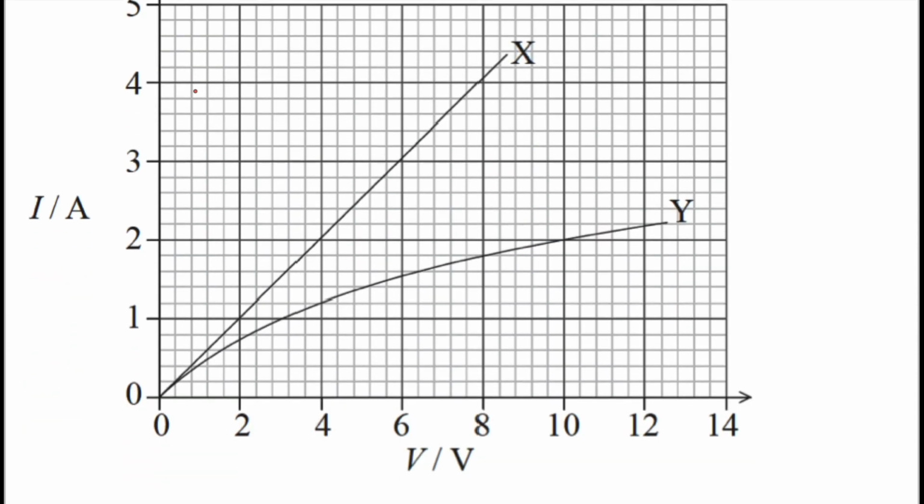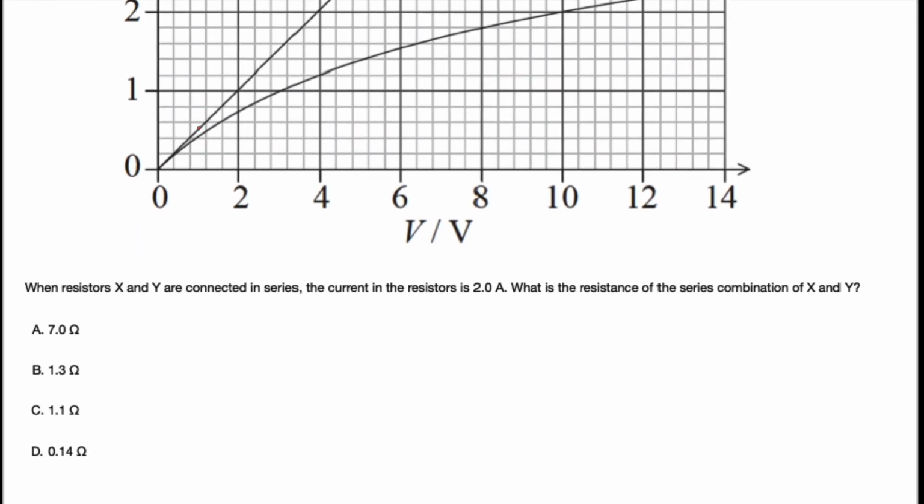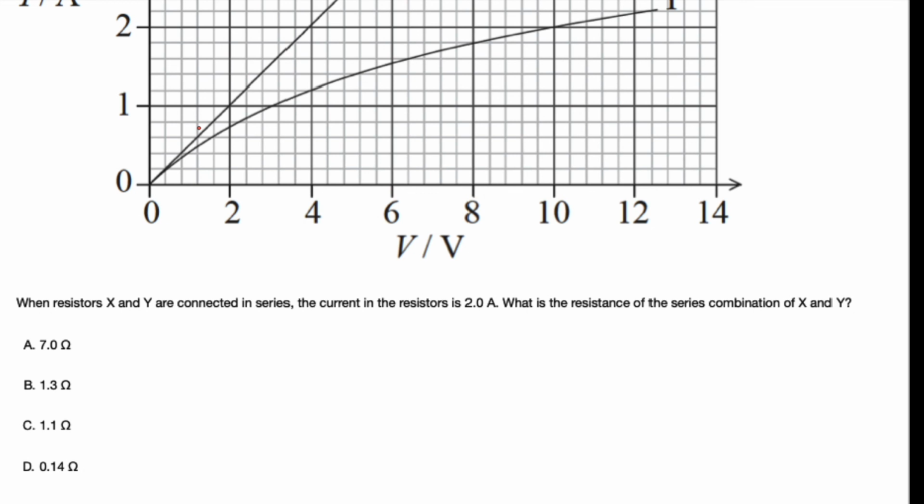The graph shows the current versus voltage characteristic of two resistors. When resistors X and Y are connected in series, the current in the resistors is 2 ampere. What is the resistance of the series combination of X and Y?